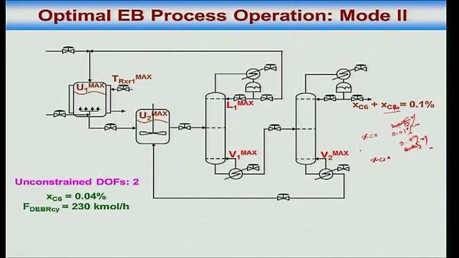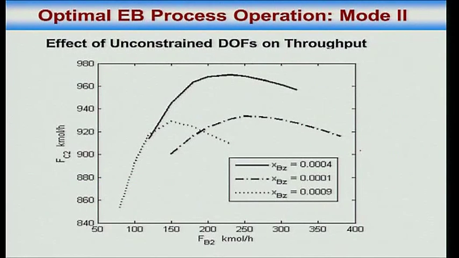Therefore, it goes down to about 0.04%. And of course, because you are increasing throughput, your DEB recycle increases to 230 kilomoles an hour. Okay, so these are the two unconstrained degrees of freedom. Now let us synthesize the control system. By the way, this is the variation in FC2 with product impurity and the DEB recirculation rate.